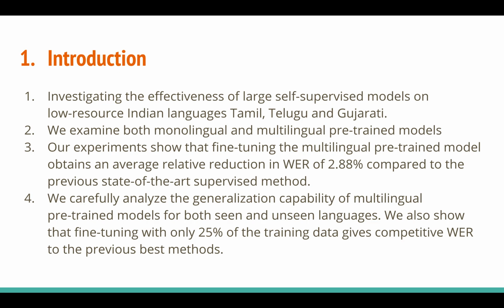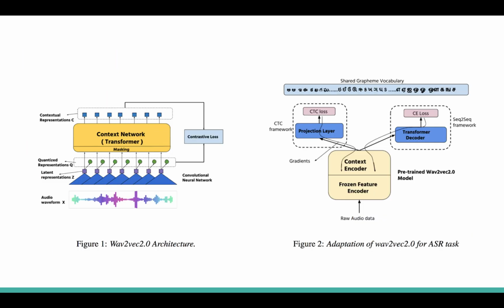low-resource Indian languages. Our experiment shows that fine-tuning multilingual pre-trained model obtains 2.88% average relative reduction in WER compared to the previous best methods. We also show that using only 25% of the total training data, we can achieve competitive results compared to the previous best methods.